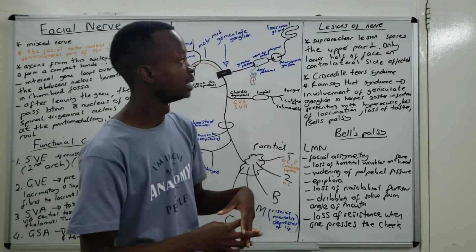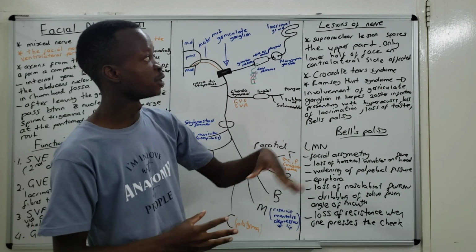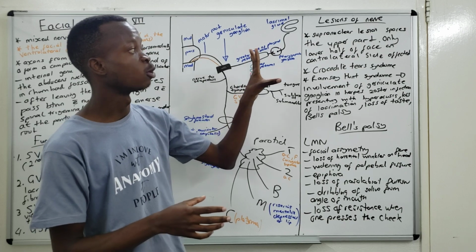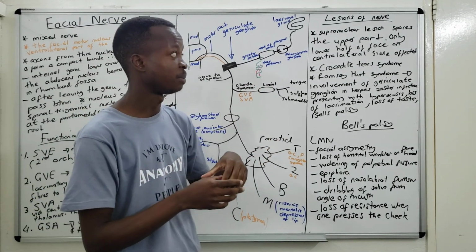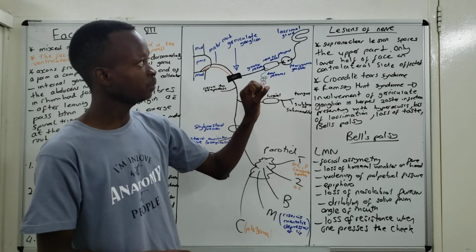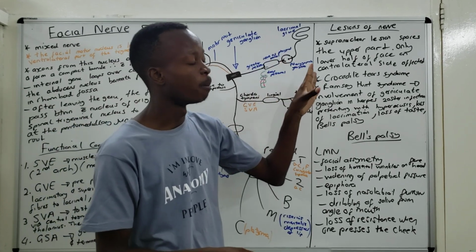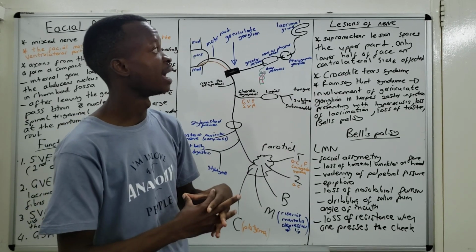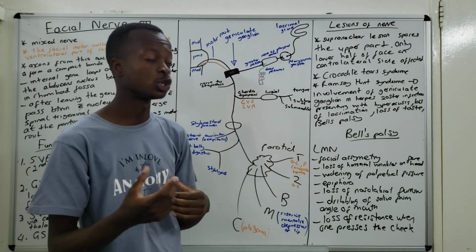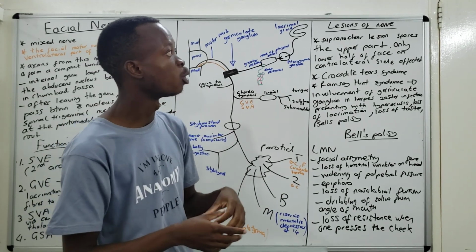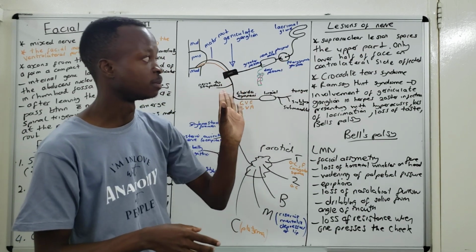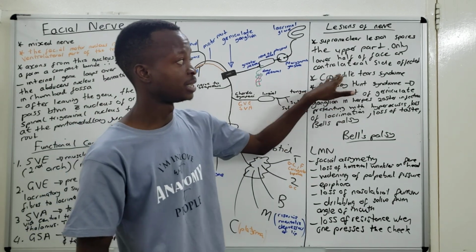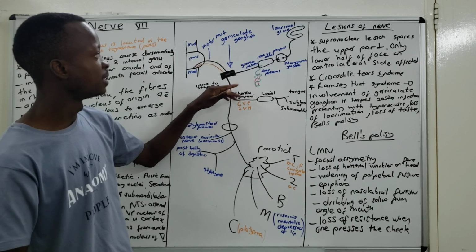Right. Then clinically, lesions of the facial nerve: we can have a supranuclear lesion, and the supranuclear lesion will spare the upper part of the face, and only the lower half of the face on the contralateral side will be affected, for the reason that you have bilateral corticobulbar innervation. If you have a supranuclear lesion, the other side will still innervate the same side, so only the lower half will be affected because there is bilateral corticobulbar innervation for the upper face.